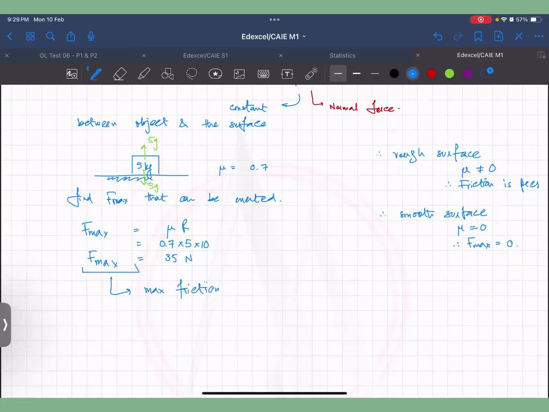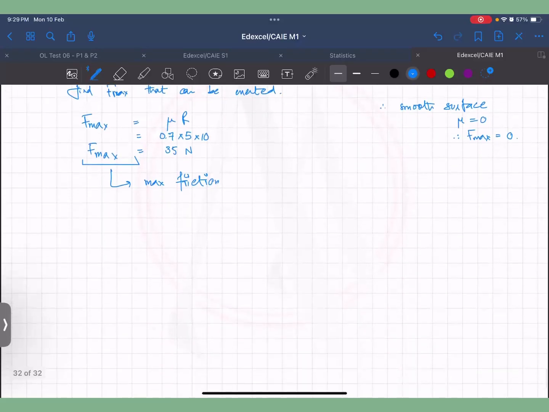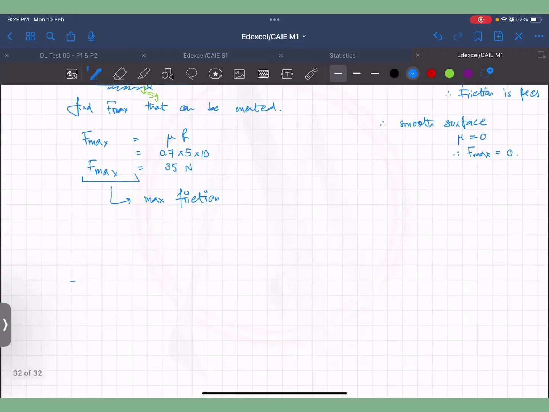I'll explain to you why I am focusing on this thing. Now, let's suppose this is the same object. We have the same object, we have the same coefficient of friction. You have the object, it is of 5 kg. Mu between the surface and the object is 0.7. And there is a force right now which is to the right side. Let's suppose it is of 10 Newton.